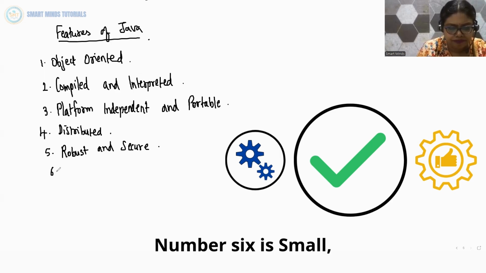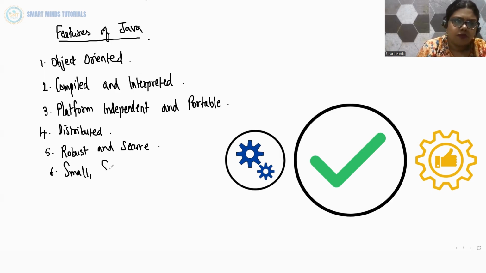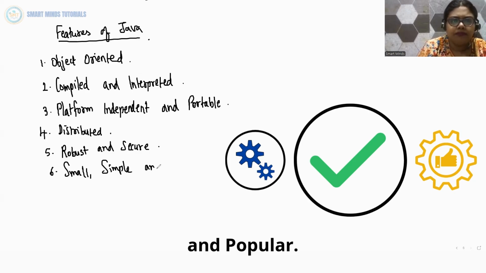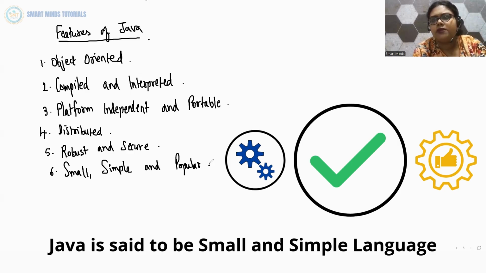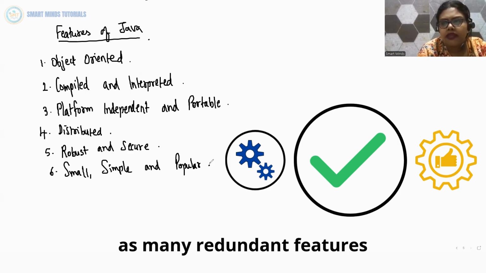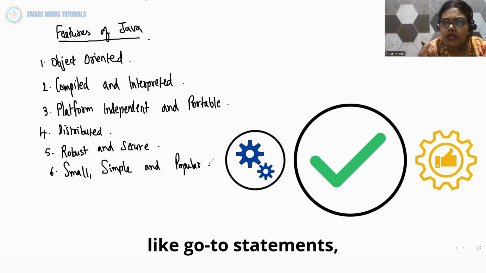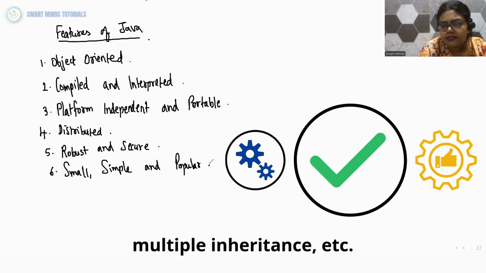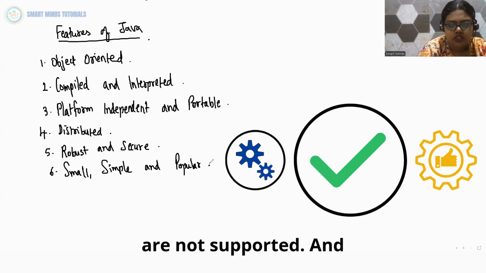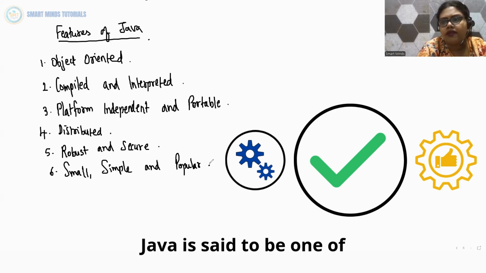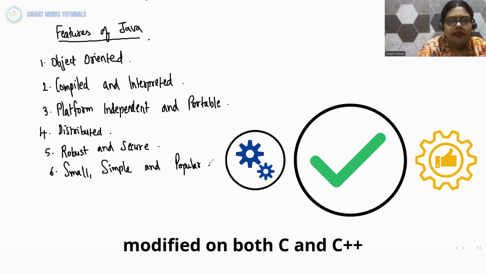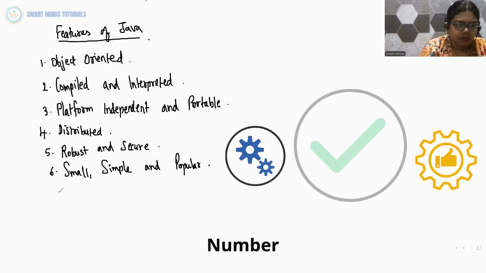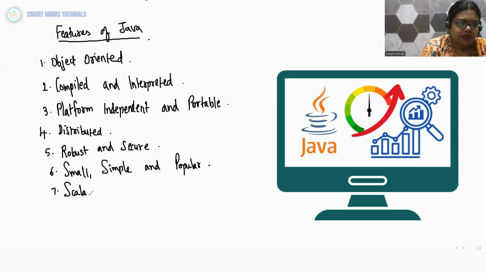Number six is small, simple, and popular. Java is said to be a small and simple language as many redundant features like go-to statements, pointers, operator overloading, multiple inheritance, etc. are not supported by Java. And Java is said to be one of the most popular languages as it is modified on both C and C++ language.